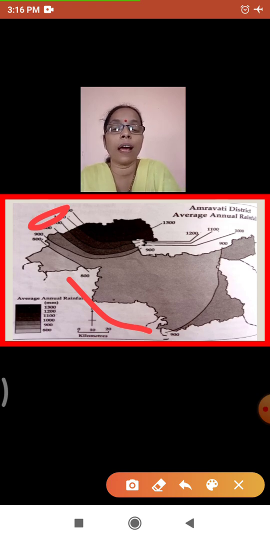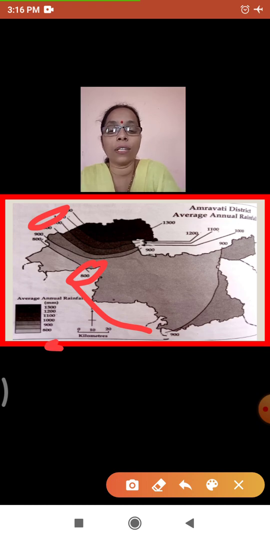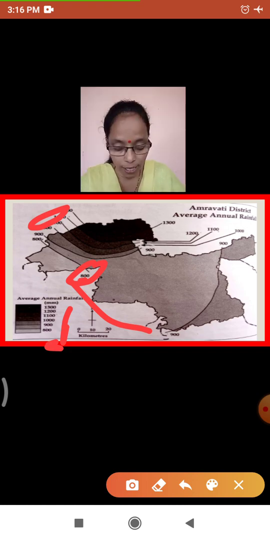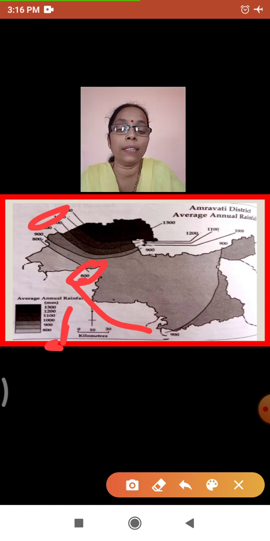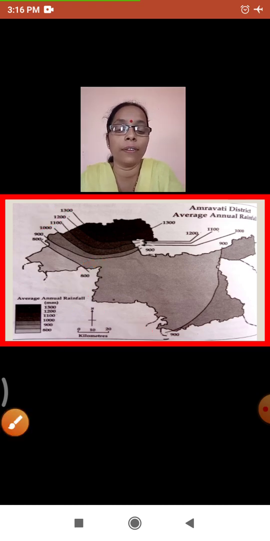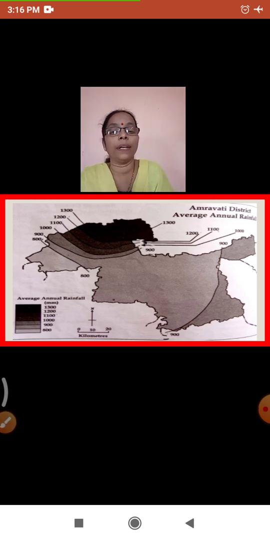Yes, the lowest value here is 800. You can see down here also the lowest value is 800. And what is the difference between the two intervals? It is showing a difference of 100. Okay, so what is the difference of interval between each isoplate? There is a difference of 100 between each isoplate. Yes, so this is what the isoplate map is like.